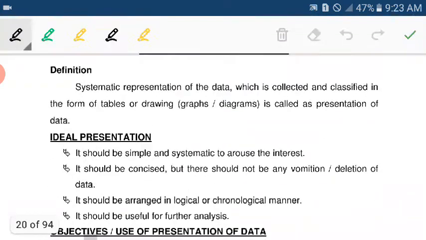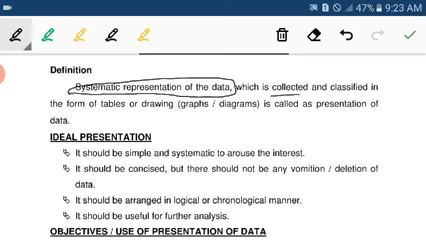Then what is presentation of data? It is a systematic representation of the data which is collected and classified in the form of tables and drawings, graphs and diagrams, is called as a presentation of data.